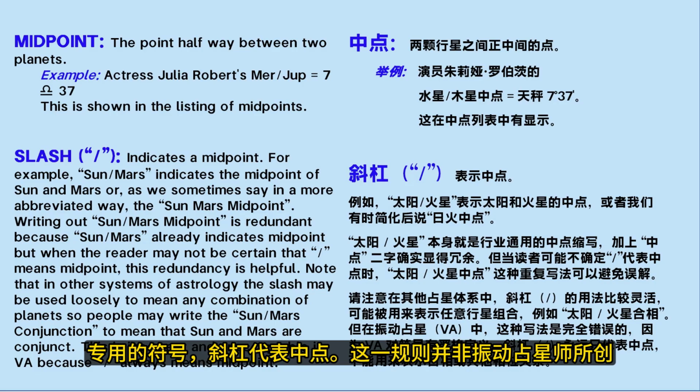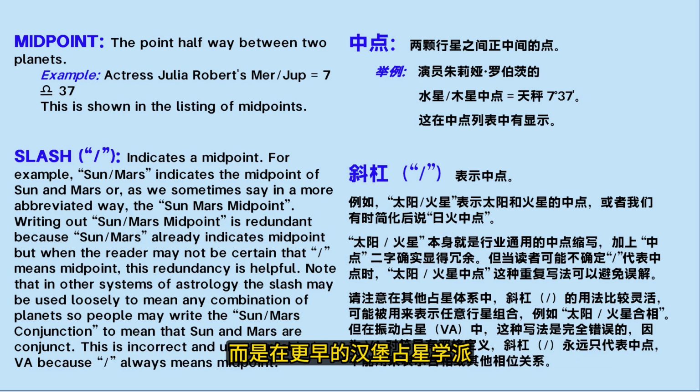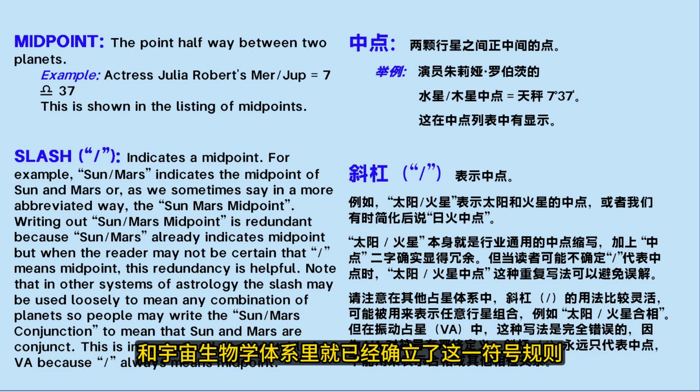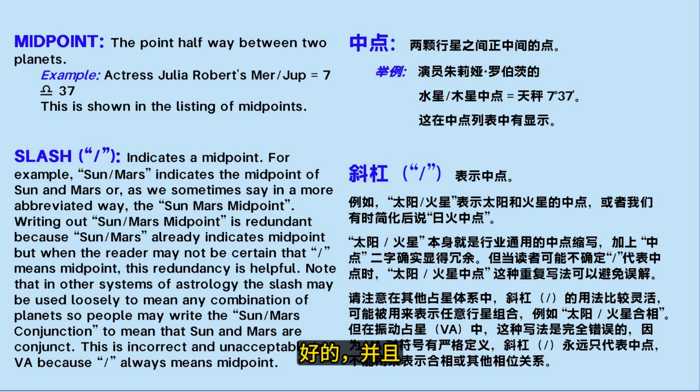This was established not by vibrational astrologers, but much earlier with the use of Uranian astrology and cosmobiology. This notation has already been established.